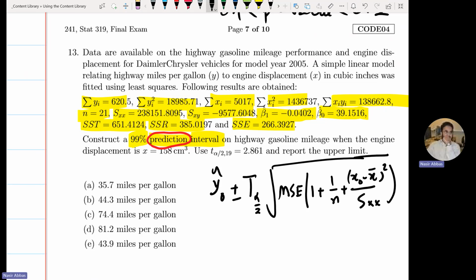Now, your job is to look at this formula and try to figure out a way how to get all of these values, how to get Y naught hat. The T value is given, 2.861. This T value is already given to you. How to get MSE, how to get X naught, how to get X bar, how to get SXX. All of them one by one. Your job is to identify a way to find all of them.